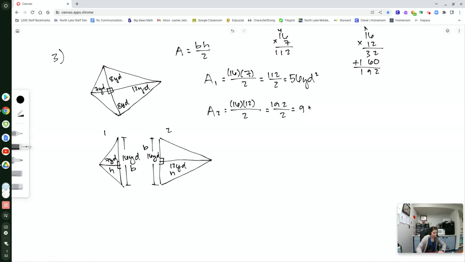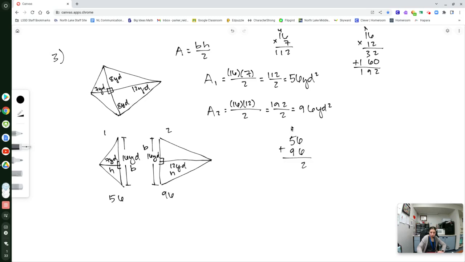That's going to be 96 yards squared. So we have the area of this one, 56 yards squared. We have the area of this one, 96 yards squared. If we want the area of the entire kite, we need to add those two values together.